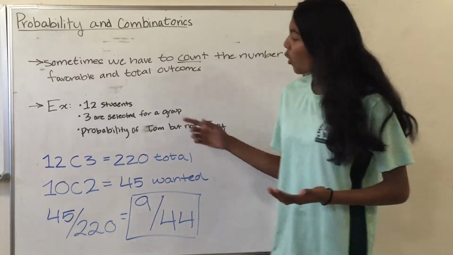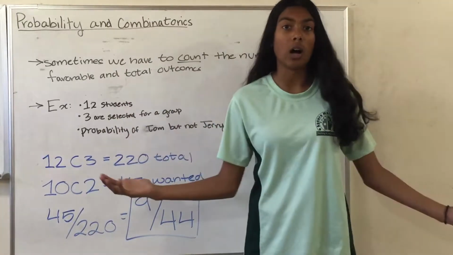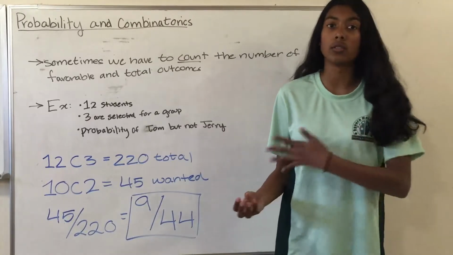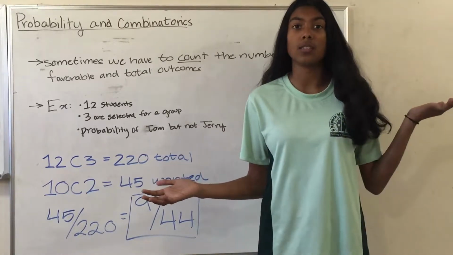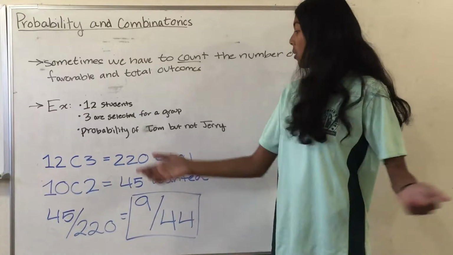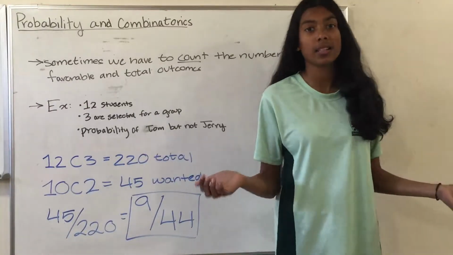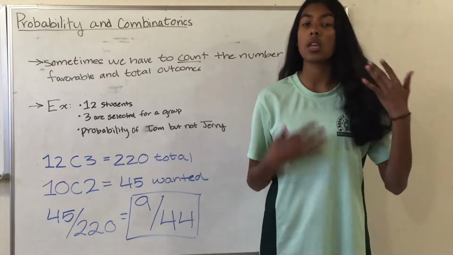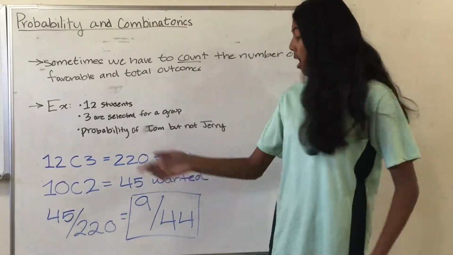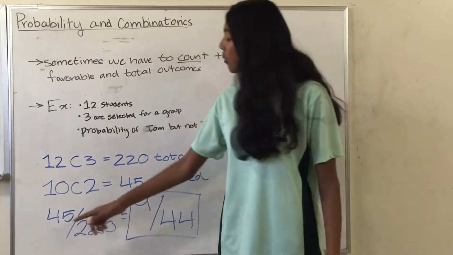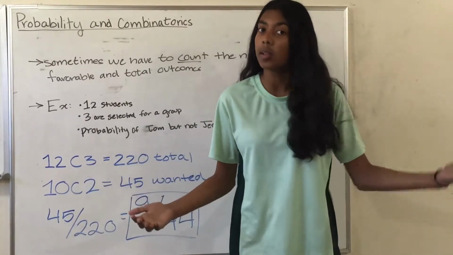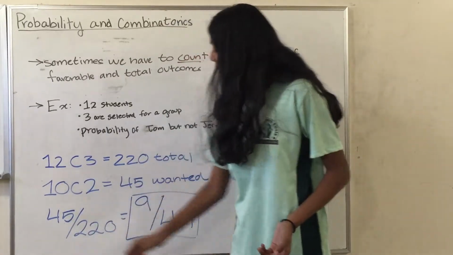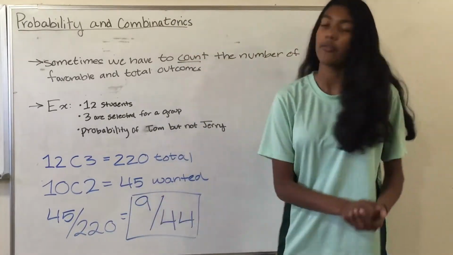And then after we select Tom, we have 2 more spaces we can fill. But we only have 10 options for those 2 spaces because we can't have Jerry and we can't already have Tom because we've already selected him. So we're going to do 10 choose 2. Once again, it's combinations because we're making a group and we're not ordering them, and it's 45 ways. So we're going to do our normal probability formula, favorable over total. We do 45 over 220, which simplifies to 9 over 44.